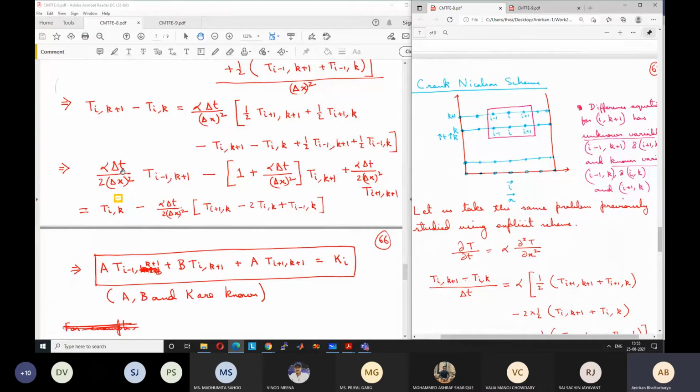So in our case, we have taken a simple problem where alpha is constant, delta t is constant, and delta x is constant. So A and B are constant for any i. But in real life, it may happen that delta x can vary. If some of you have done more complicated CFD problems, you know that we can vary the grid spacing, meaning we can have very fine grids near a region where sharp changes occur.